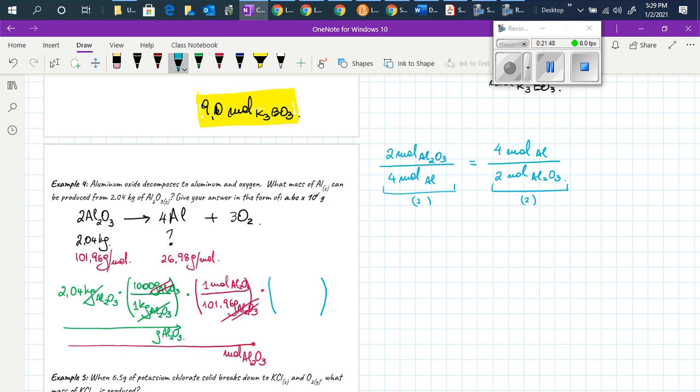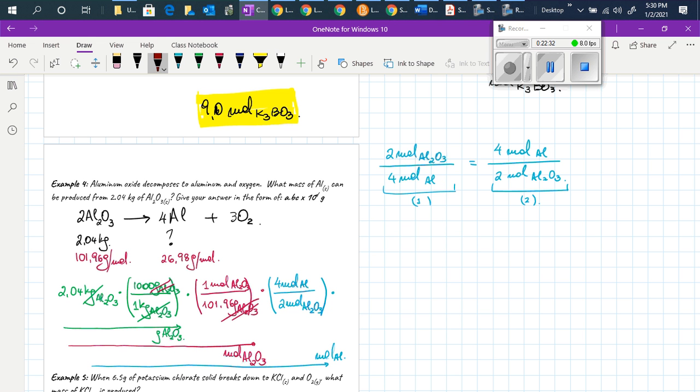So again, we have 2 ratios, ratio 1 and ratio 2, and we have moles of aluminum oxide. In order to cancel it out, we will use ratio 2, which is 4 moles of aluminum is 2 moles of aluminum oxide. So what we have here is moles of aluminum. Now the last step is we need grams of aluminum produced. So we will use the molar mass. Again, this is why I have it here, so I don't have to go back and think, what do I have to do?